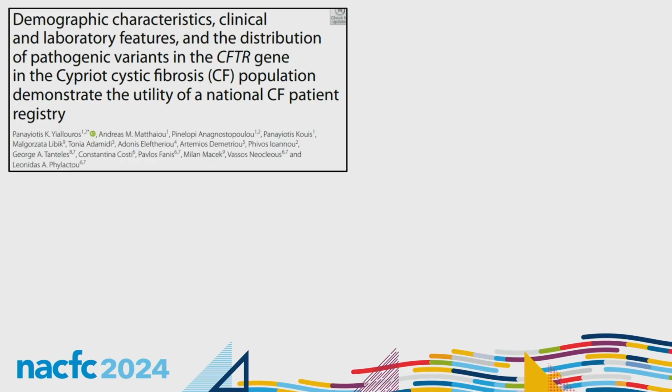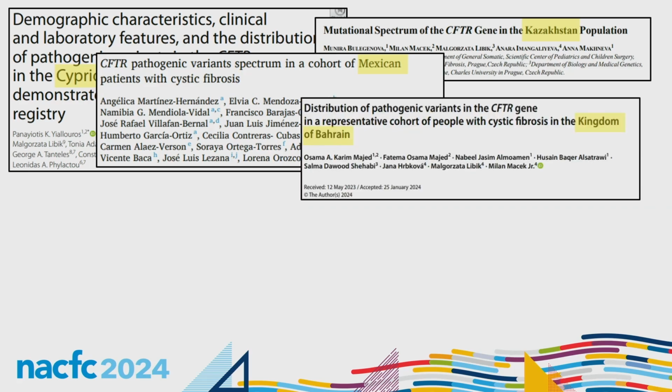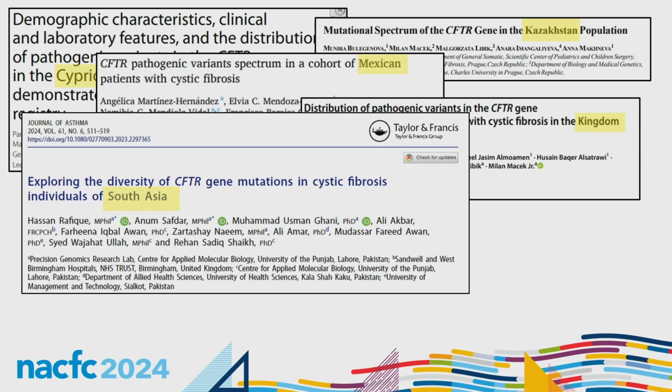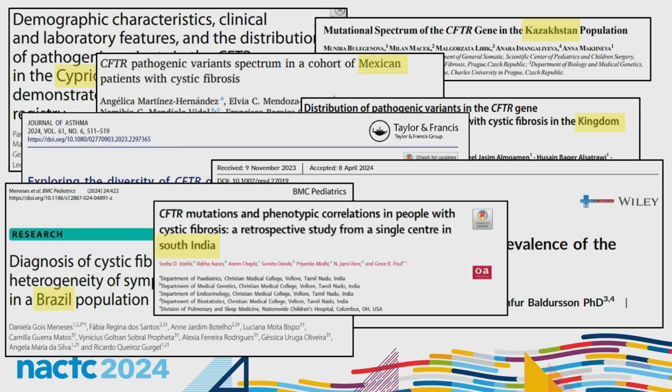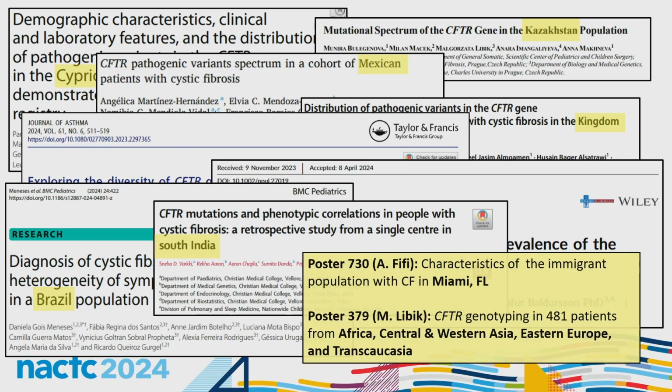Now, what I also wanted to show you, that data was from about 20 years ago. I did a quick search for allele frequencies, variant distributions, just from the last few years, and we're getting a lot of publications and data about this. So we've got a publication from Cyprus, from Kazakhstan, from Mexico, from the Kingdom of Bahrain, from South Asia, from Iceland, from Brazil, from South India, and there's actually 2 posters here at the meeting as well that have data from specific populations. So we are starting to gain a better appreciation of the genetic diversity of CFTR variants across the world.